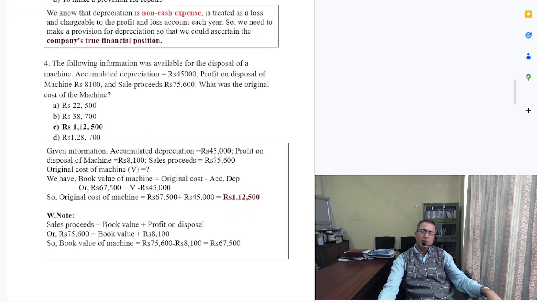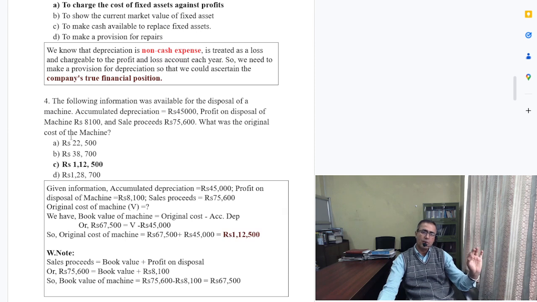Now let's move to the last question, question number 4. The following information was available: accumulated depreciation is 45,000, profit on disposal is 8,100, while sale proceeds are 75,600. Now what was the original cost of the machine?